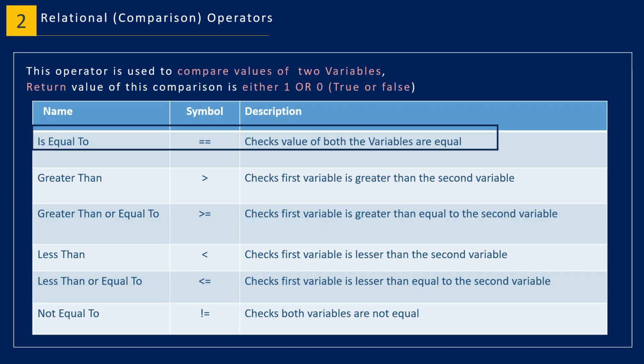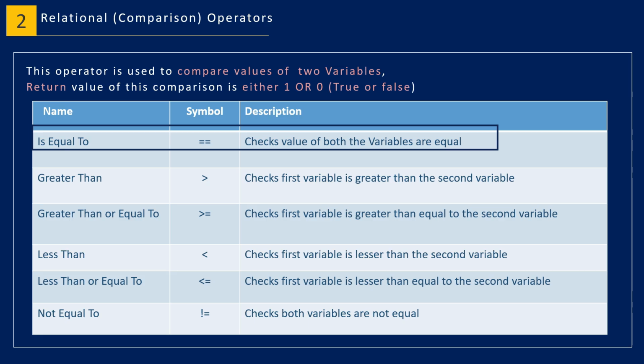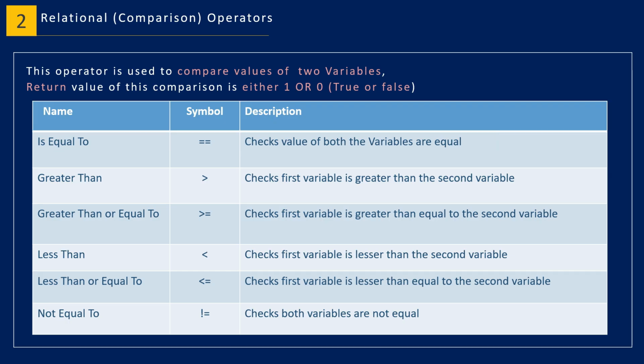Is equal to needs a symbol, double equals to. A single equal to sign is used for assignment, so that is the reason we need to use the double equals to sign as the symbol for comparison. This checks whether the values of both the variables are equal or not. If the values of both variables are equal, then it returns 1, else it returns 0. We'll have a practical example, so don't worry about that.